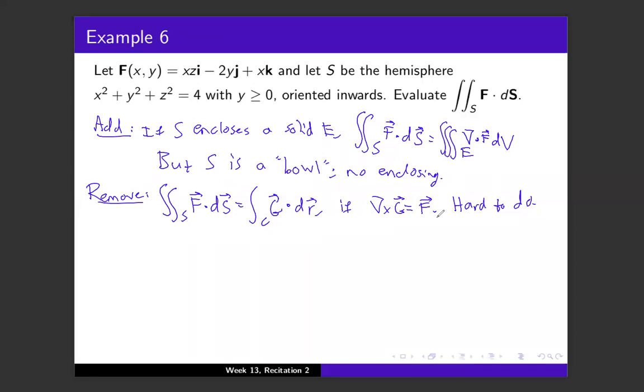Besides, you can only do that if the vector field you're working with is in fact the curl, and if it is in fact the curl, then the divergence would be 0, and the divergence isn't 0 in this case. It's z minus 2. So you can't do those things. We have to do it directly.